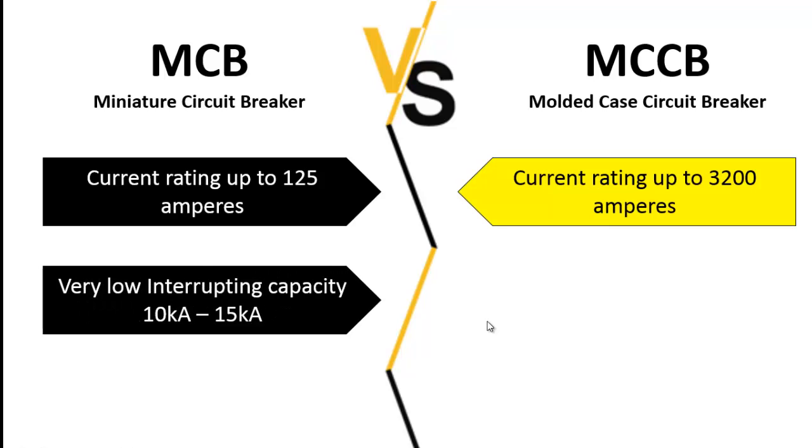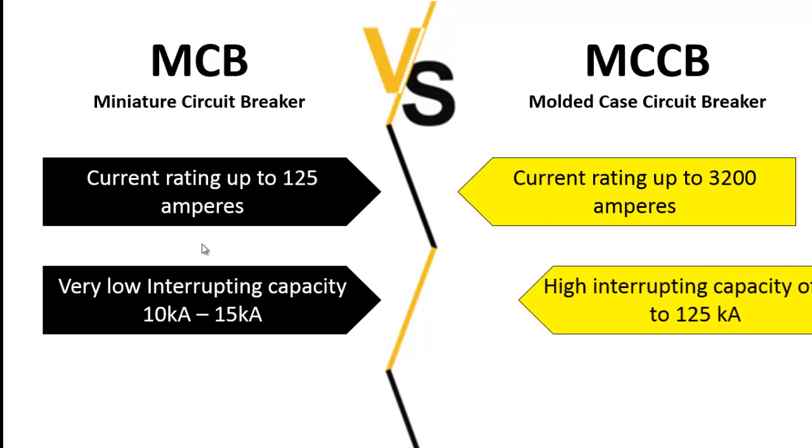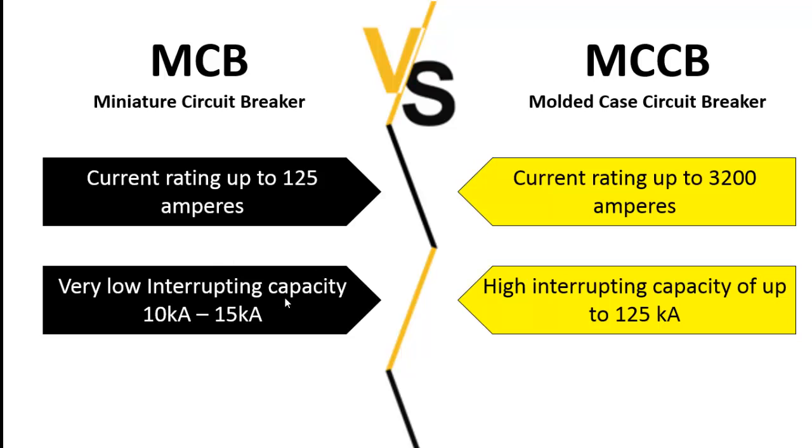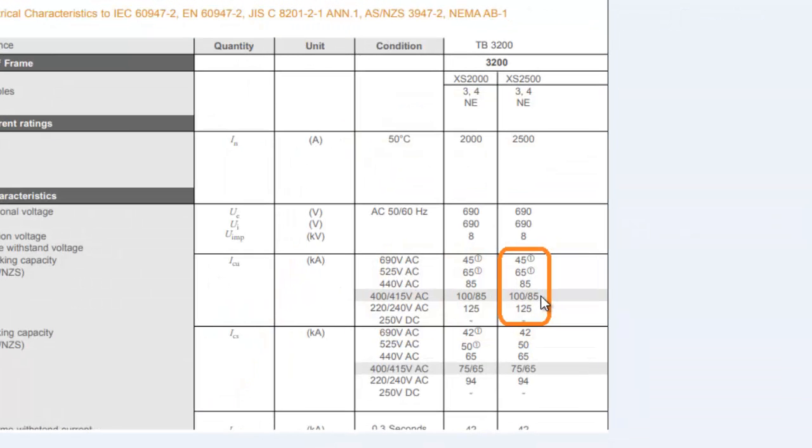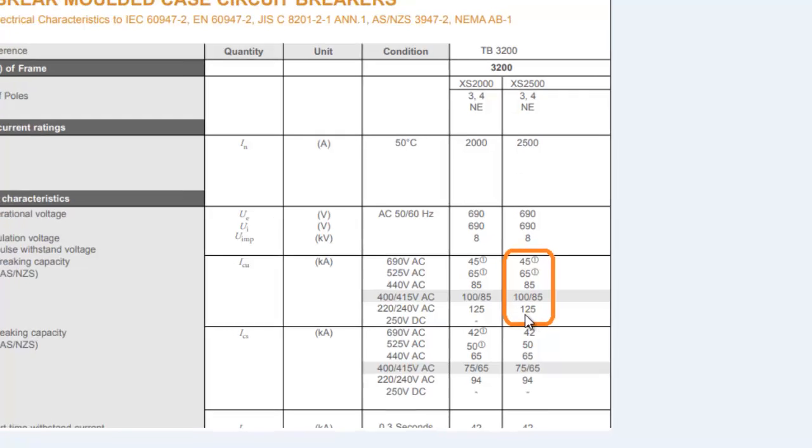Another very important parameter is the interrupting capacity. The MCB has an interrupting capacity of a maximum of 10 kA to 15 kA. The interrupting capacity of the circuit breaker is the maximum amount of current the circuit breaker can interrupt without getting damaged or ruptured. So interrupting capacity is also called rupturing capacity or the breaking capacity of the breaker, whereas the MCCB has a higher interrupting capacity of up to 125 kA. Again, if you refer to the catalog, you can see that the 3200 ampere comes in 125 kA.